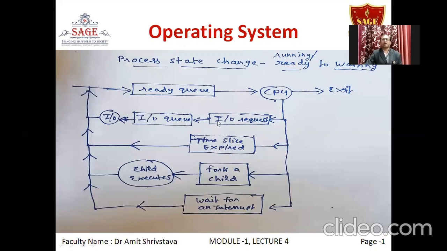So these are the 4 conditions in which the process comes from the running to the waiting state. The first condition is input-output request. Whenever a process requires any input-output device, then the process is switched from the running to the waiting state. The process will be going to the input-output device queue. We have already discussed different types of queues which are present in the system, like ready queue and input-output device queues.